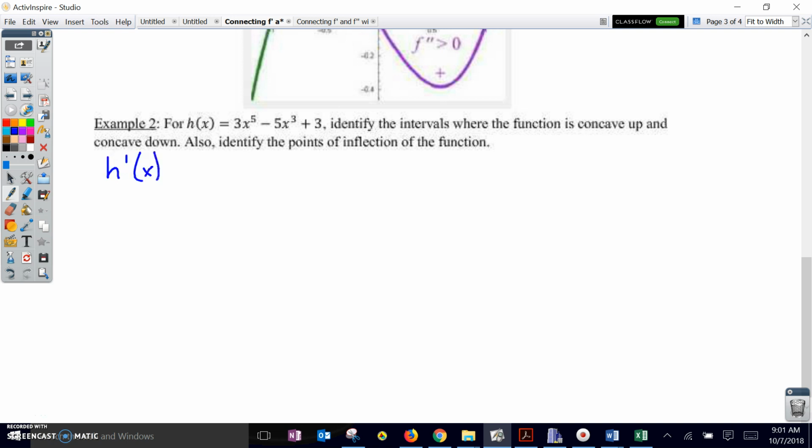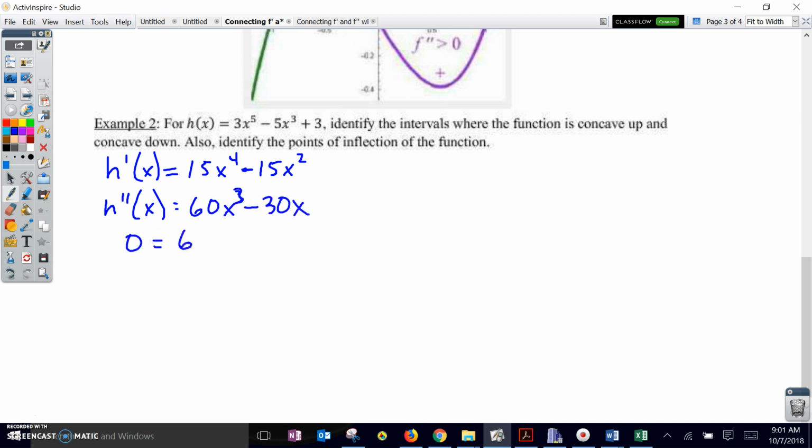So I first find the first derivative, which is 15x to the fourth minus 15x squared. And then I find the second derivative, which is 60x to the third minus 30x. And so to find where the points of inflection occur, I'm looking for where this second derivative is either 0 or undefined. And so we can find those values. We'll factor this out: 30x times 2x squared minus 1.